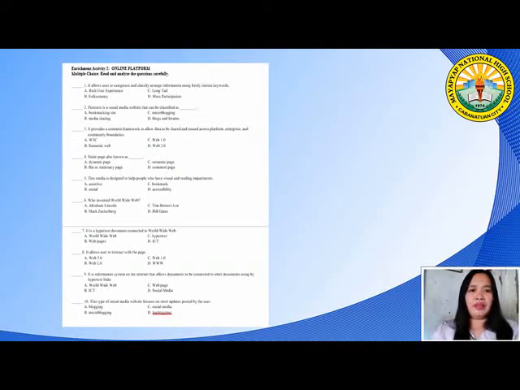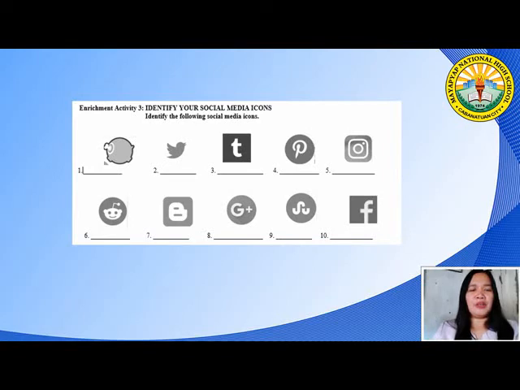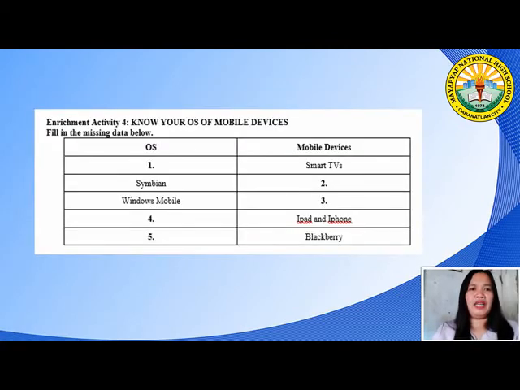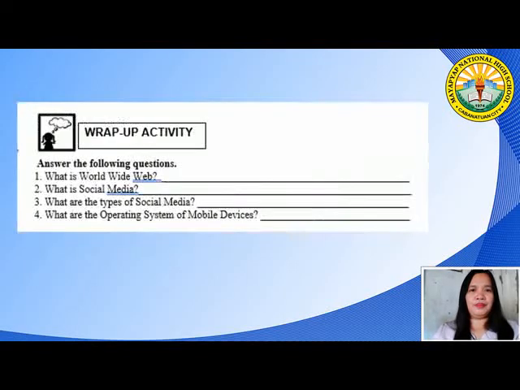For enrichment activity 2, it's a multiple choice. Just write the letter of your answer on it. For enrichment activity 3, you're going to identify the social media icons. And for the last enrichment activity, fill in the missing data below. For your wrap-up activity, kindly answer the following questions.